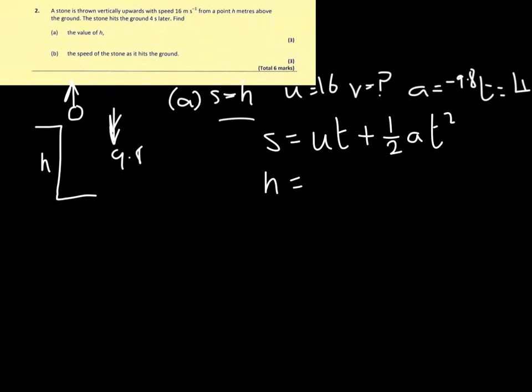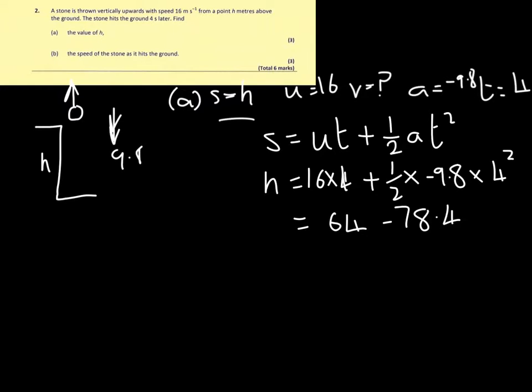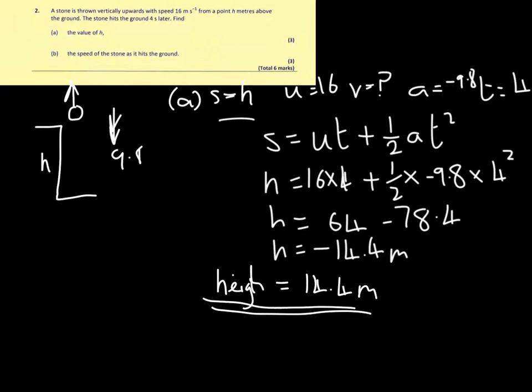So S is h in this question, so I've got initial velocity 16 times 4, plus a half times minus 9.8 times t squared, so that's 4 squared. So you should get 64, take away 78.4. So my height is minus 14.4 meters. Now, you can't have a height that's minus distance. Mine's minus because my initial point is up here, so that is my 0 distance. So anything below this down here is going to be negative. So when it says what's the value of h, I now need to write height equals 14.4 meters. There you go, there's my final answer.